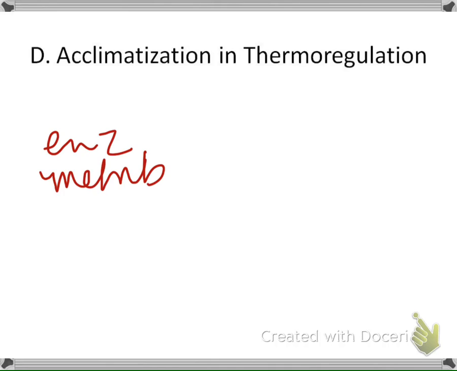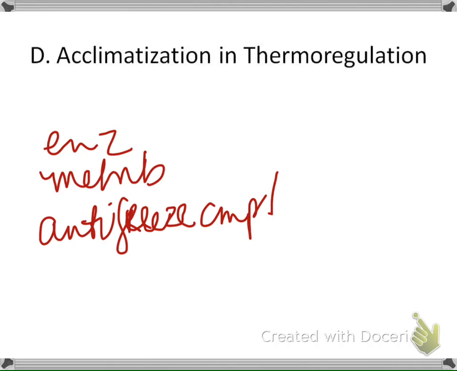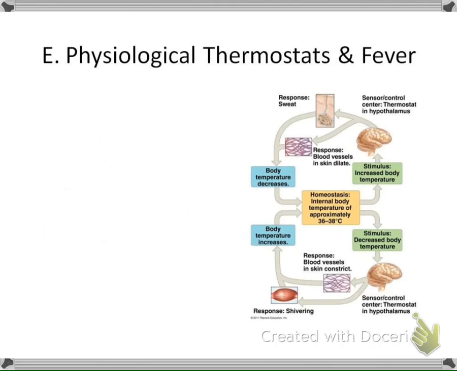Some ectotherms, when exposed to sub-zero temperatures, can make something called an antifreeze. Wow. Compound to prevent ice forming in their cells.